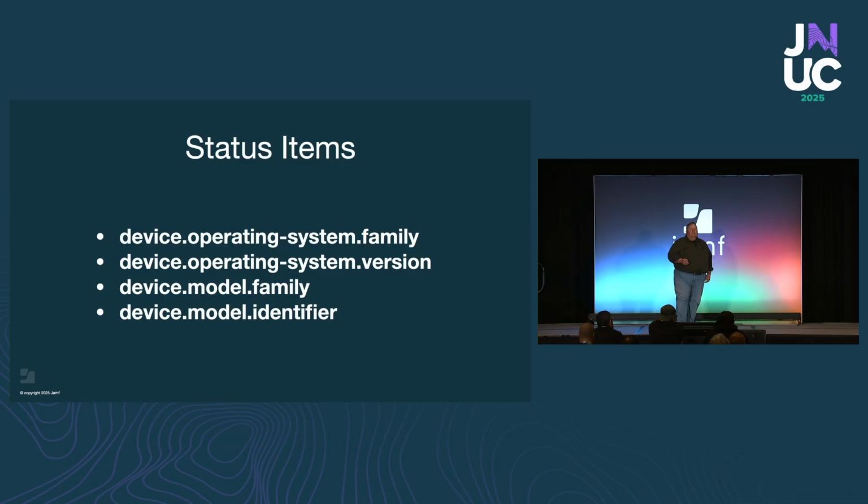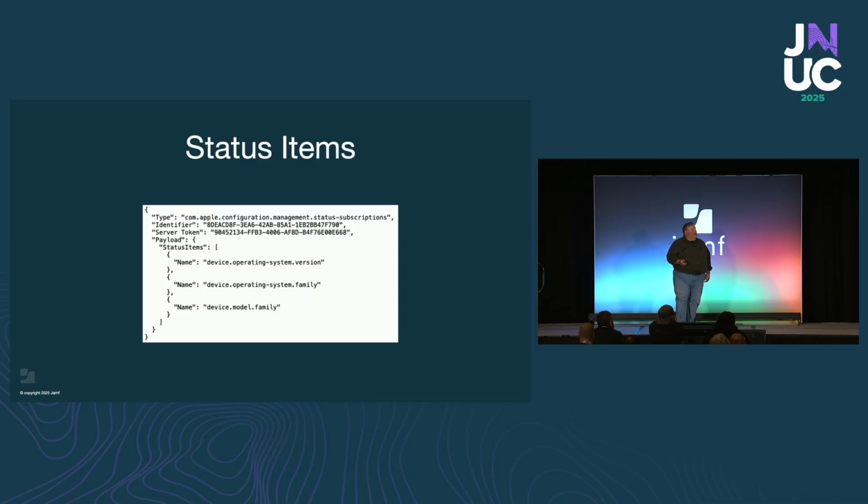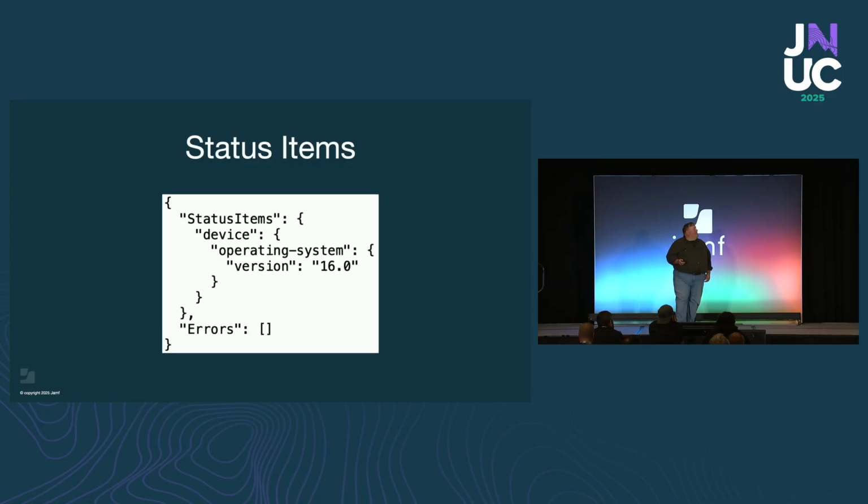So status items are identified by key paths, which consist of period-separated string tokens, and examples of these are shown on the screen. So here's how a status channel subscription may look. And a response from the endpoint may look like this.